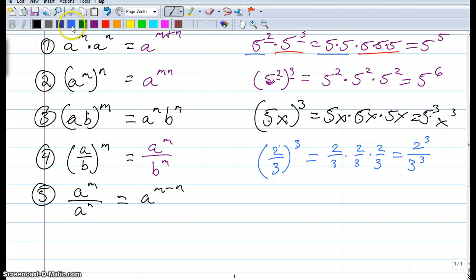Are you sure about that? I don't know if I buy that. Let's do an example. 5 to the 6th power over 5 squared. Let's talk about that.